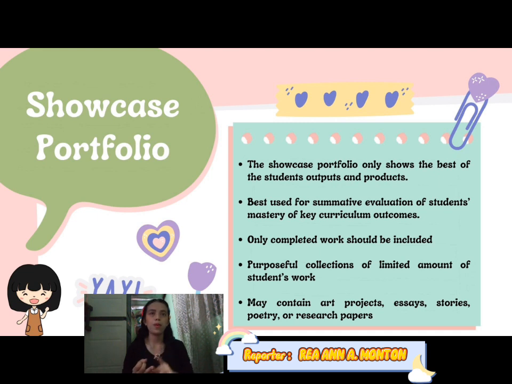Next is purposeful collection of limited amount of students' work. It may contain art projects, essays, stories, poetry, or research papers. And the last one, it reflects the curriculum goals of the learning areas. So what does it mean?